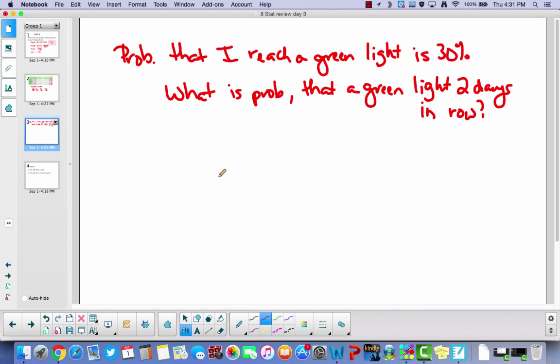So what's the probability I get a green light the first day? 0.3. What's the probability I get a green light the second day? Also 0.3. What's the probability I get a green light 2 days in a row? It's 0.3 times 0.3, which would be 0.09.